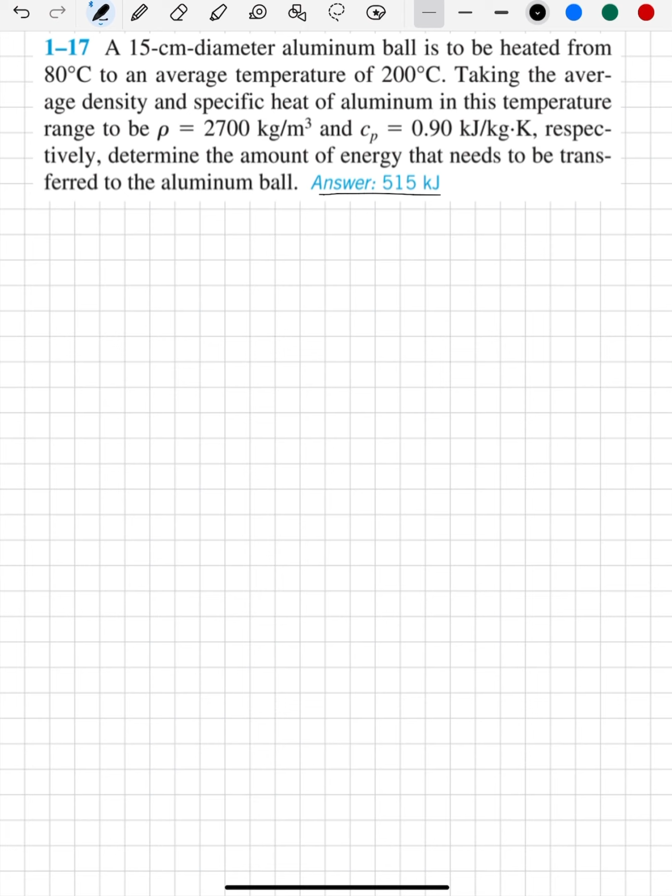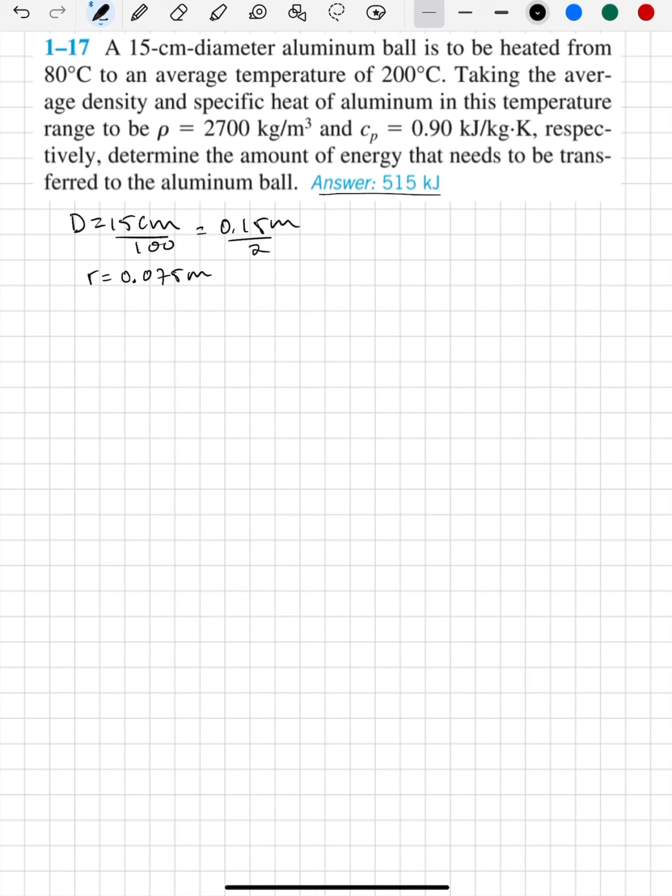So two things here. One is that we're given the diameter, which is 15 centimeters. I know I'm going to be using meters, so I need to divide this by 100. In doing so, I'm going to get 0.15 meters. Not only that, but I will be needing the radius, which means that I need to divide this by 2. And if I do that, I get a radius of 0.075 meters.